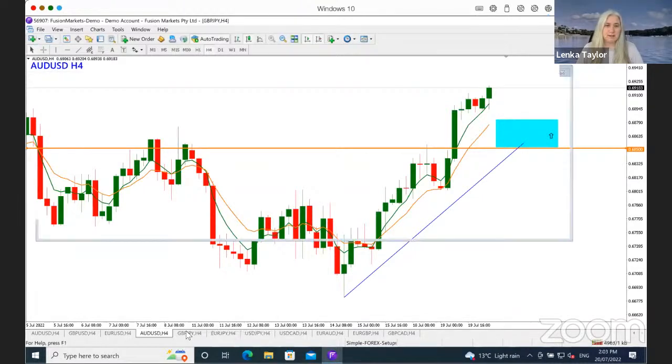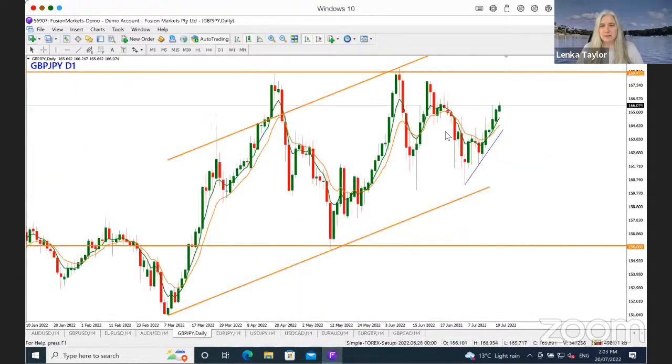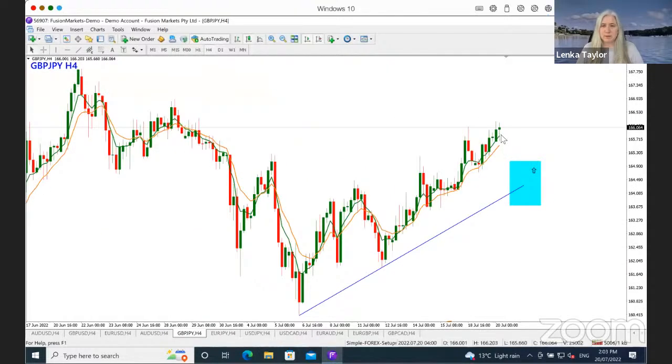Next currency pair is GBP JPY. And GBP JPY, I'm again looking at long on this one. So on the daily, we had that price action coming down, a bit of sideways movement there, and now it's decided it's going to be going back up. So now looking at any long opportunities to the previous level of resistance. So let's see if we get any pullbacks along here and then looking for long.